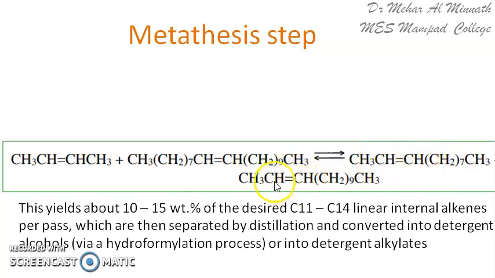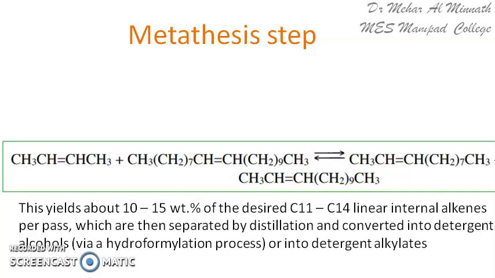That's important. During the isomerization process, we get the internal alkenes, and also during the metathesis process we are getting the internal alkene. Only in the first step we are getting the alpha alkenes. Okay, and only in the first step we are using the nickel catalyst.